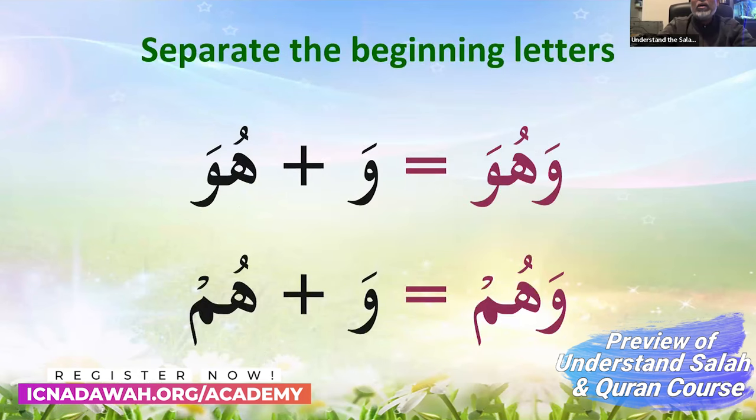So wahua means wa and huwa, like billahi is bi and Allah. So wahua means and he. Wahum means and they.